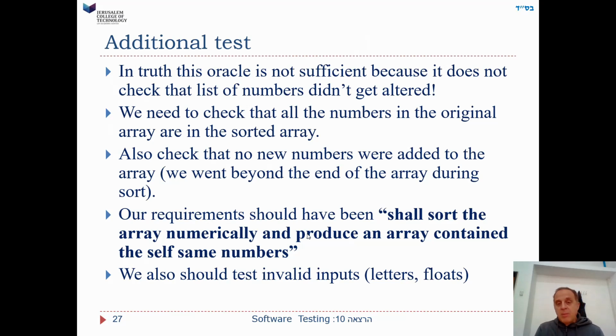I think this problem happened because the writer of the program, or let's say the writer of the test, didn't really understand the requirements properly. I don't know what the requirements were, we weren't given them. They should have been that the function shall sort the array numerically and produce an array containing the self-same numbers, an array with those exact same numbers, the same amount and the same actual individual numbers.